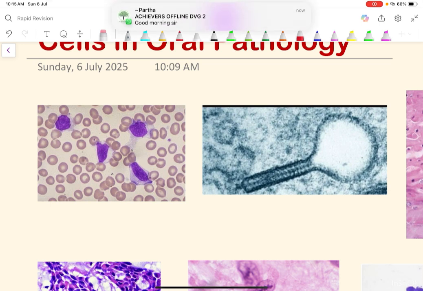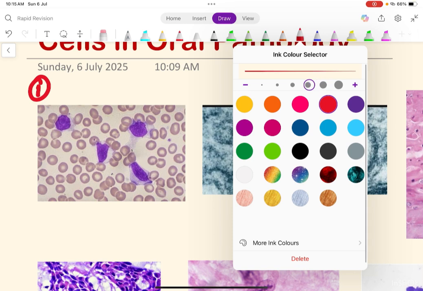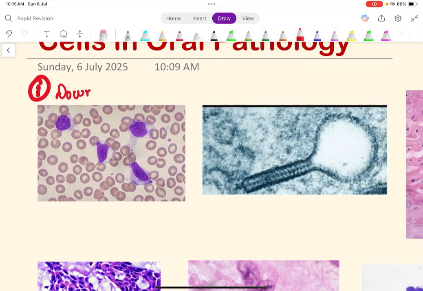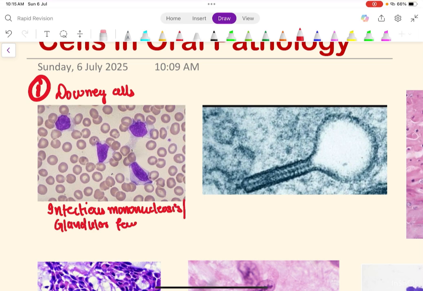First of all, you should know where a Downey cell is seen. Downey cells are seen in a condition which is infectious mononucleosis. So this is our first, Downey cells, and they are present in infectious mononucleosis. Now you should know the other names also. One name is glandular fever and another name is kissing disease.